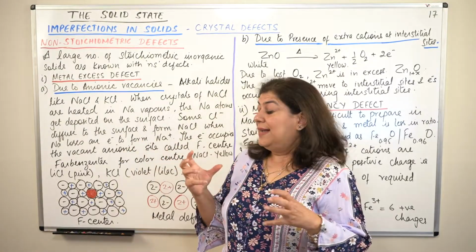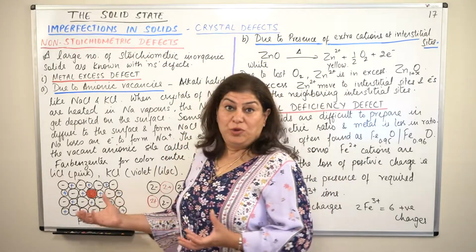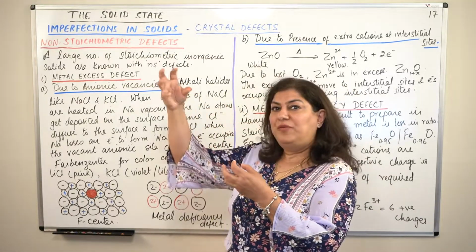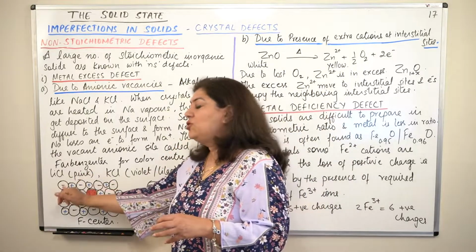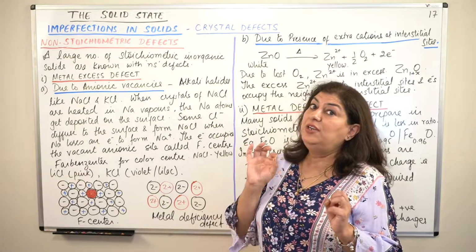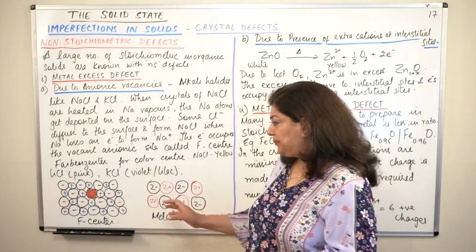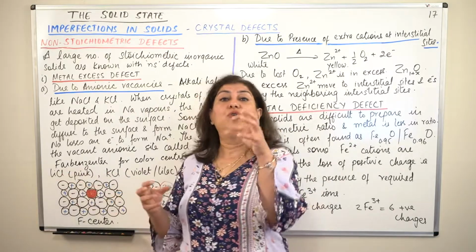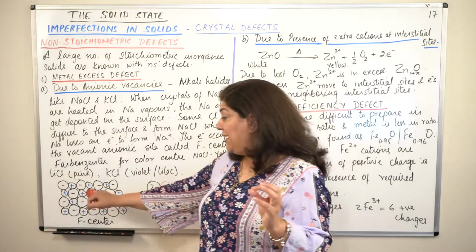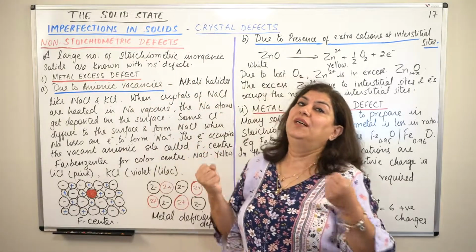Now, what happens when you start heating the sodium chloride crystal in an atmosphere of sodium metal? Some of the atoms of the sodium metal come and get deposited on top of the crystal of sodium chloride. These sodium atoms are neutral atoms, they are not sodium ions. They come and start getting deposited over the crystal. When they get deposited, the chloride ions present in the crystal really want to take that sodium into the crystal.